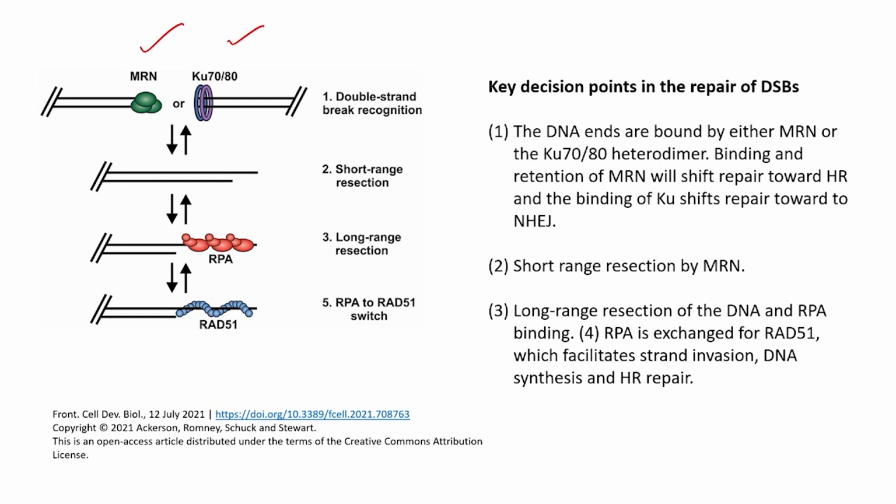Binding and retention of MRN will shift repair towards HR, and binding of the Ku shifts repair towards NHEJ. So, these are the critical players which decide which pathway the DNA repair will follow. And there is a short range resection by MRN, long range resection of the DNA and RPA binding. The RPA is exchanged for RAD51, which facilitates strand invasion, DNA synthesis and repair, HR repair.